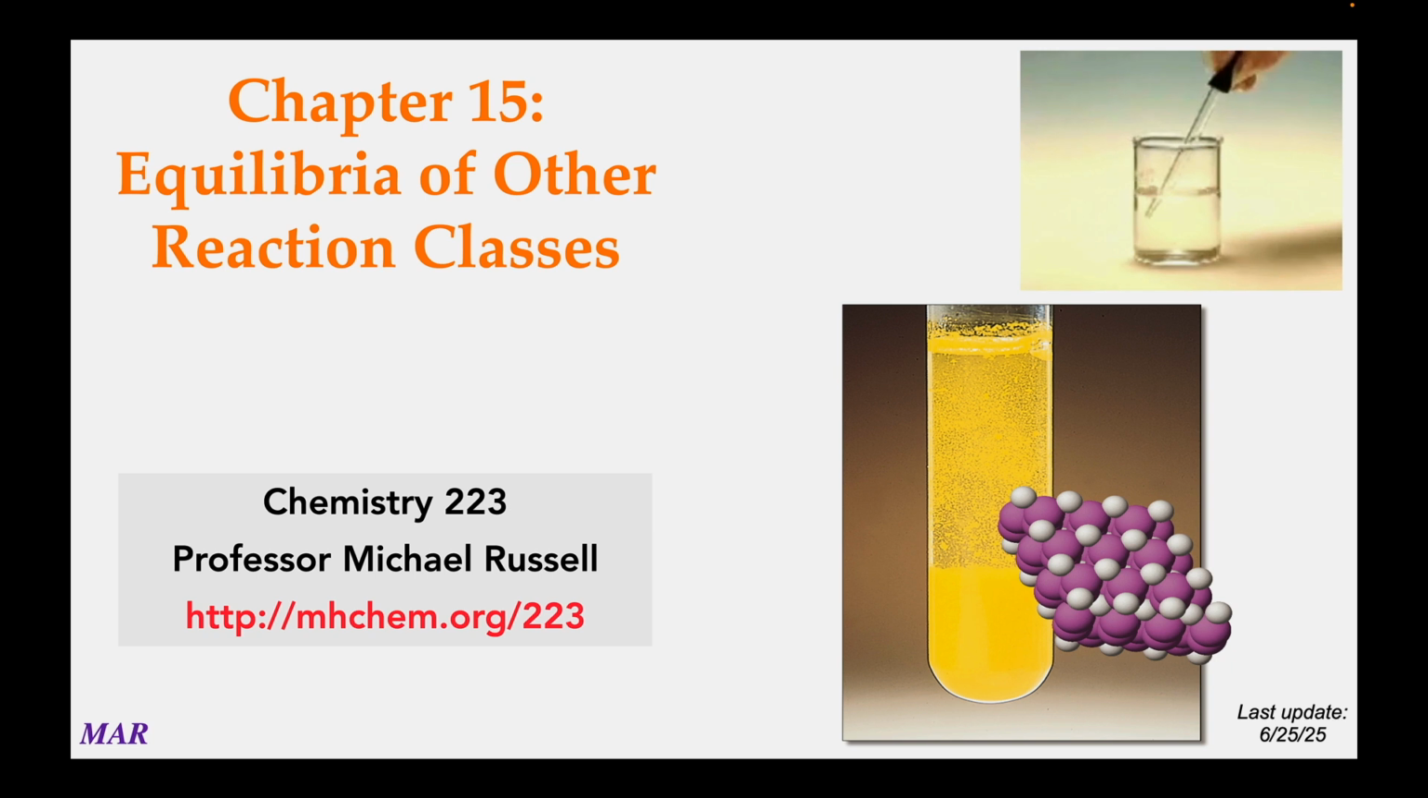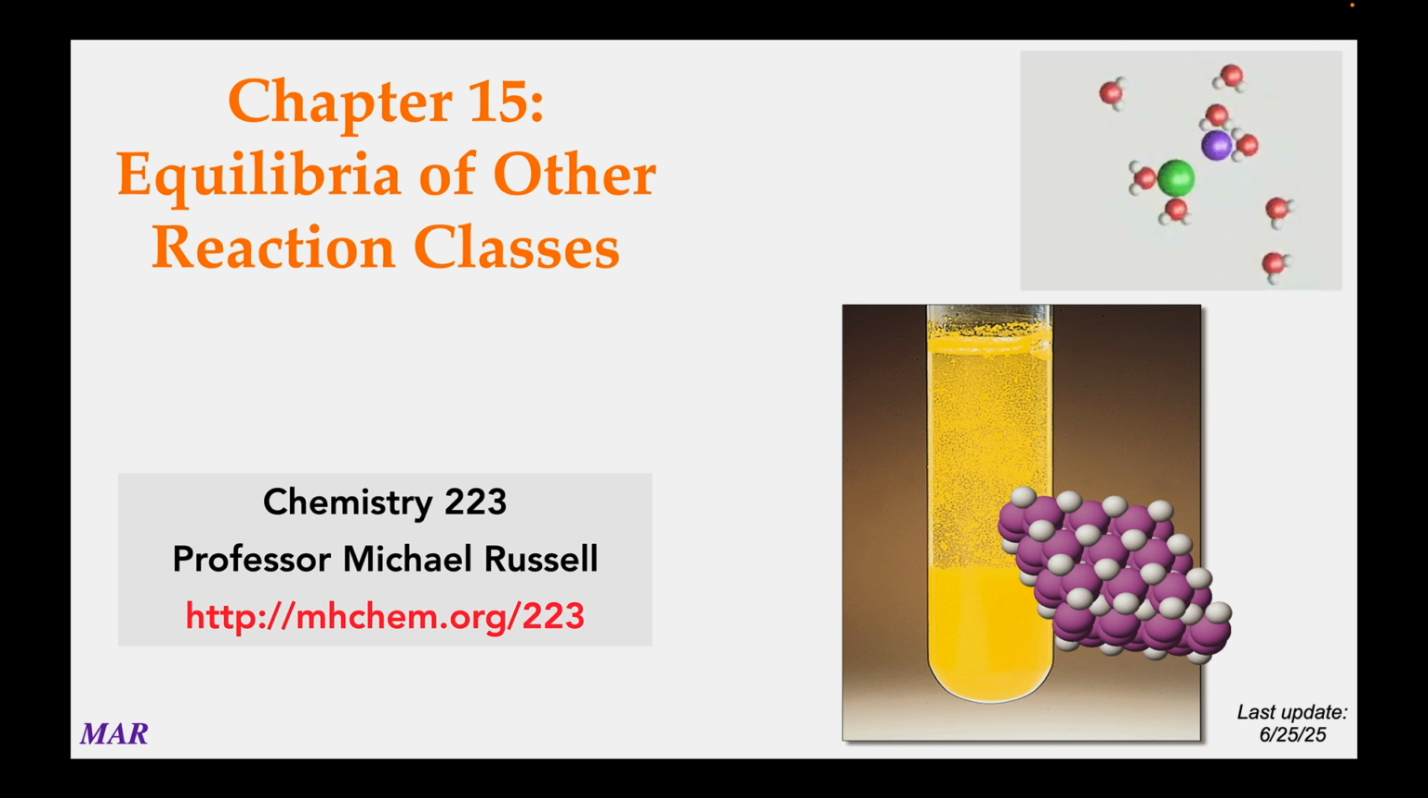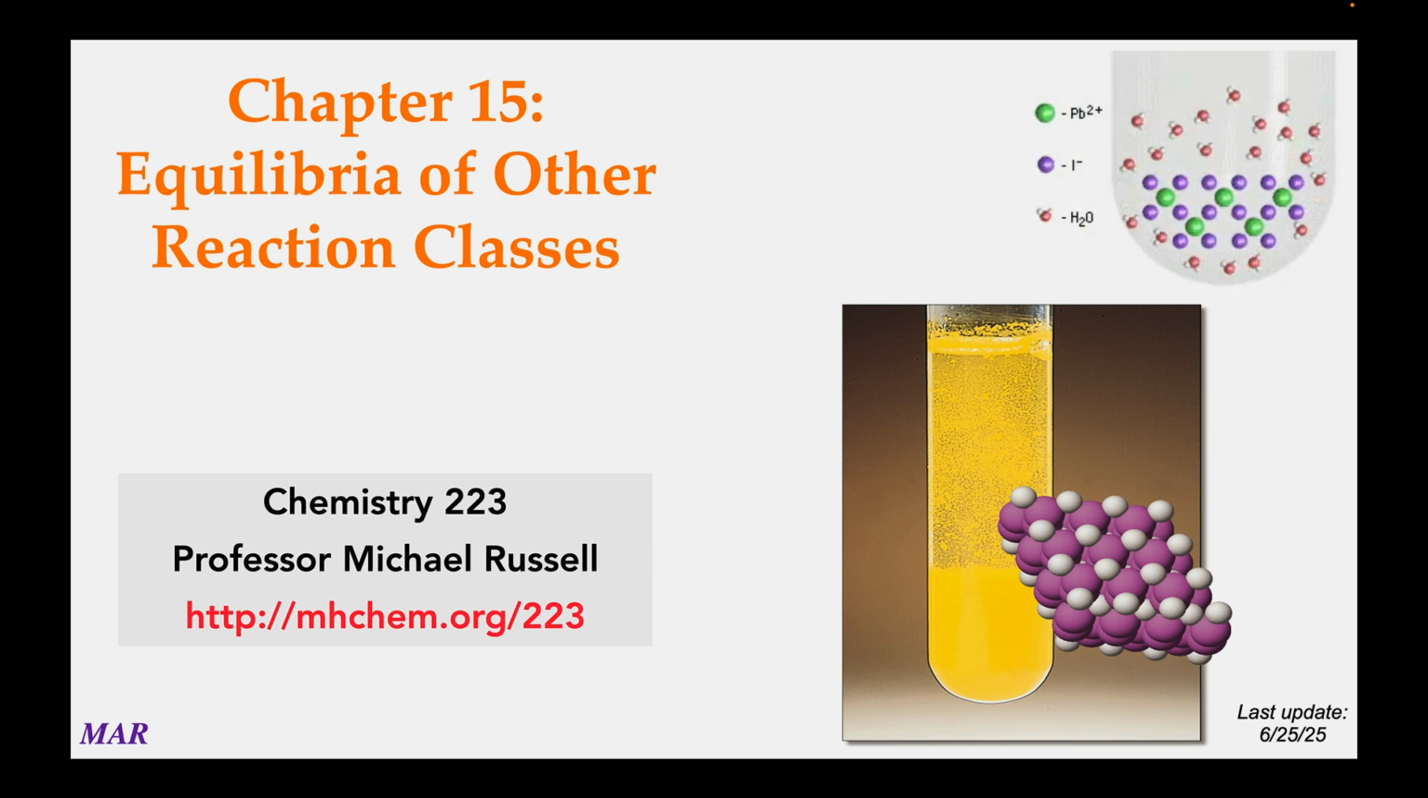When a solution containing iodide ions is added to one containing lead 2+ ions, a precipitate of lead iodide forms. This precipitation reaction occurs because lead iodide is an insoluble ionic compound. Hydrated ions release water molecules and form the ionically bonded solid.